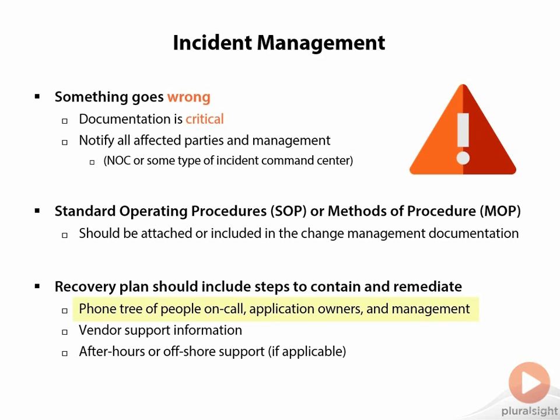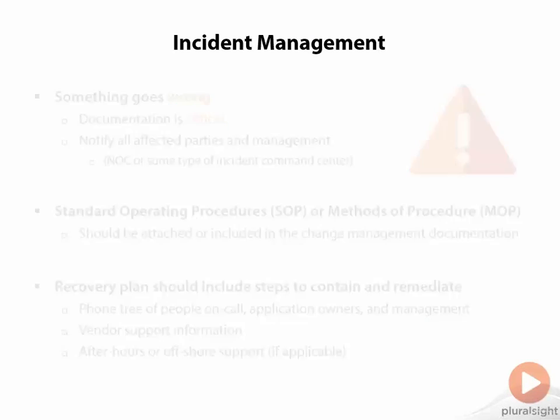All right, we should have a phone tree of people to call, our on-call personnel, our application owners, management, perhaps executive management, depending upon the type of outage we're experiencing, all of our vendor support information, who those points of contact are, after-hours support or offshore support, if applicable. All of these things should be readily available. Typically, when we're doing these changes, they're after hours anyway. So we want to make sure that these people have access to all this information.